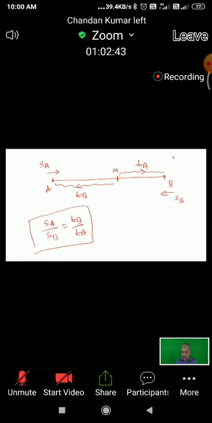Now, why this relation? Just see. At the meeting point, the train from A and the train from B started at the same time towards one another. Now, to reach the meeting point, obviously the speed will be different. To reach the meeting point, the time taken by the train from A is T. And to reach the meeting point, the train from B takes the same time.